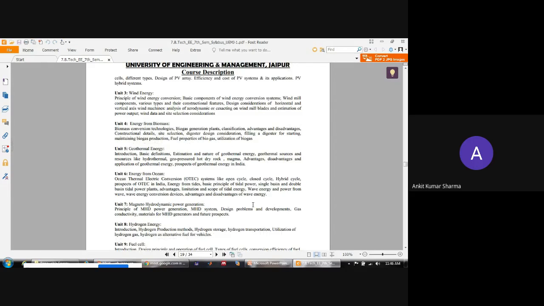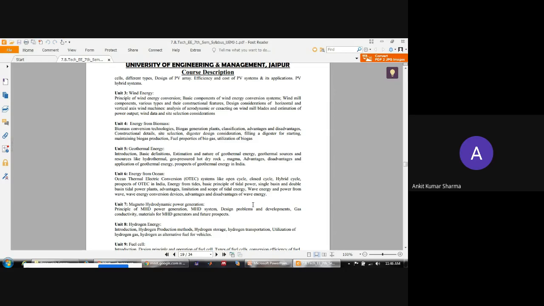Ocean energy includes tidal energy, the ocean thermal energy conversion (OTEC) systems, open loop, closed loop, and hybrid cycles, and the scope in India and worldwide. We will discuss the advantages, limitations, and scope of tidal energy, wave energy and power from wave energy conversion devices, and also the advantages and disadvantages of wave energy.